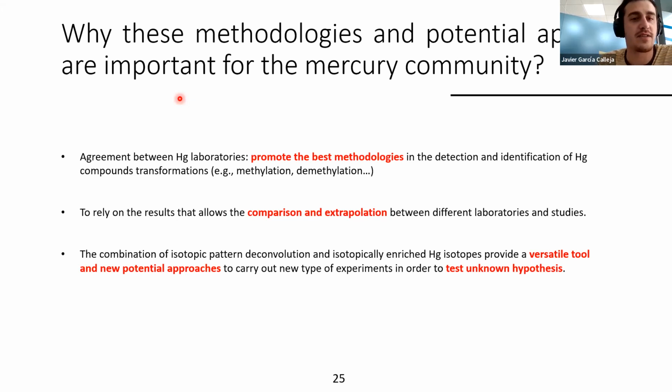Also, this question is why these methodologies and potential approaches are important for the mercury community. Basically, we should have an agreement between mercury laboratories in order to promote the best methodologies in the detection and identification of mercury compound transformations. That will allow us to rely on the results provided and compare and extrapolate between different laboratory studies.